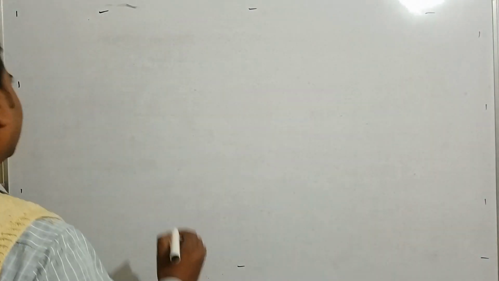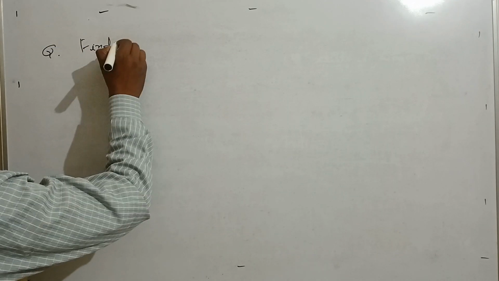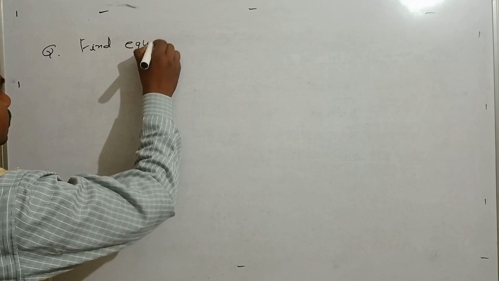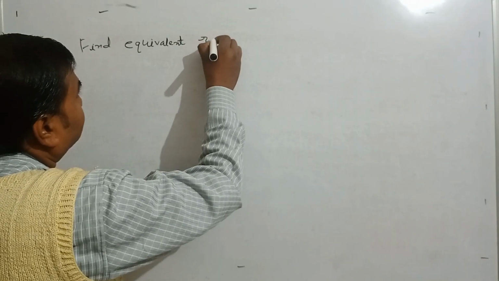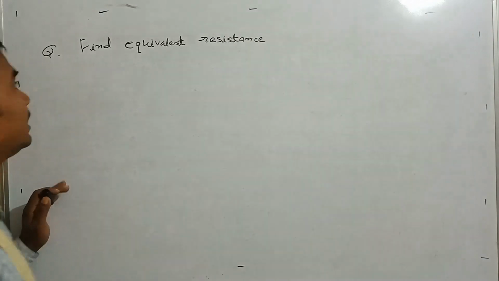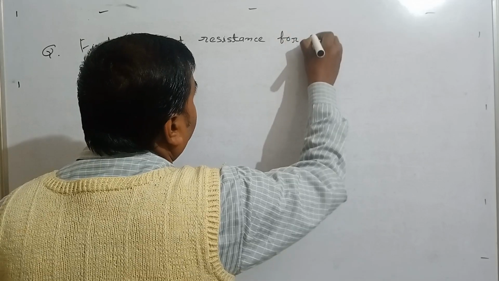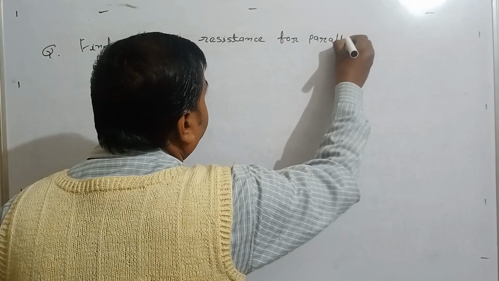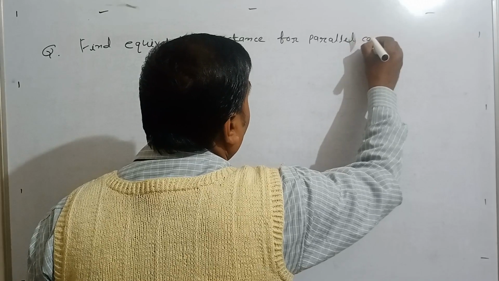Today we shall learn about parallel combination of resistors. Now a question arises: find equivalent resistance for parallel combination.